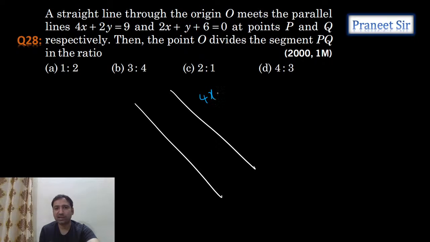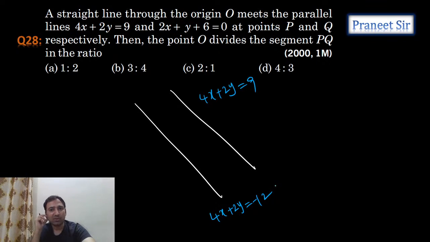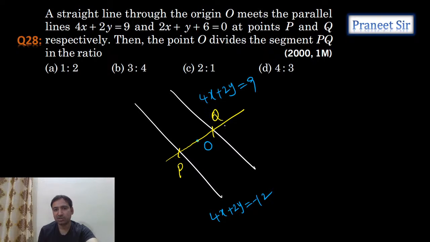One line is 4x + 2y = 9 and another line is 4x + 2y = -12. We can write it like this. And what he is saying is, in between there is the origin. So the point O divides PQ. A straight line passes through O, and it is intersecting at P and Q. So what is OP by OQ he is asking? OP by OQ is how much?